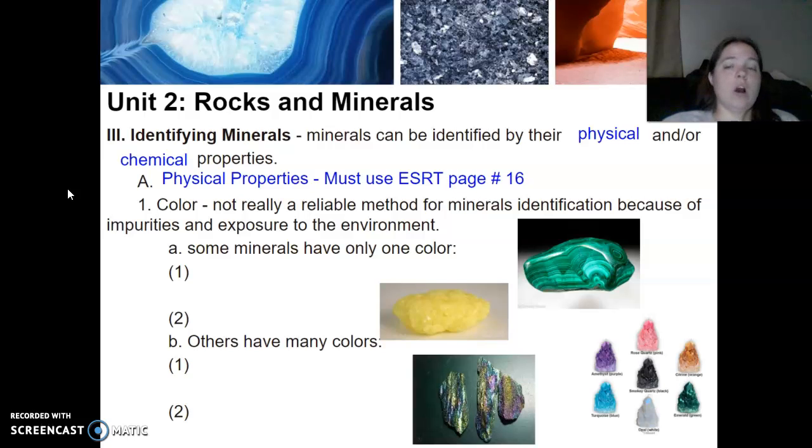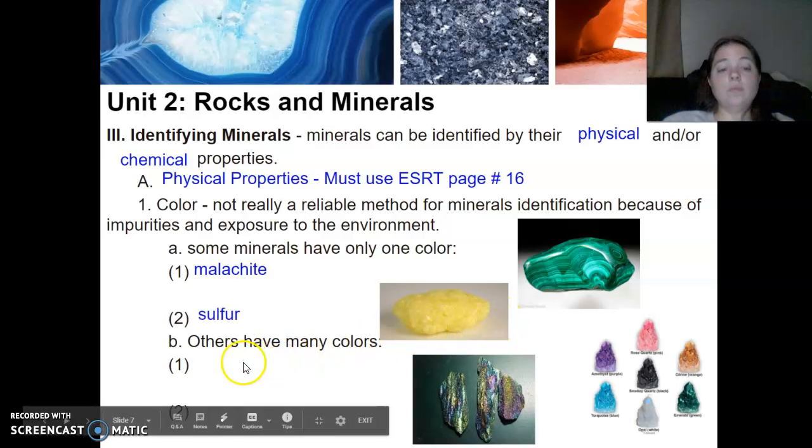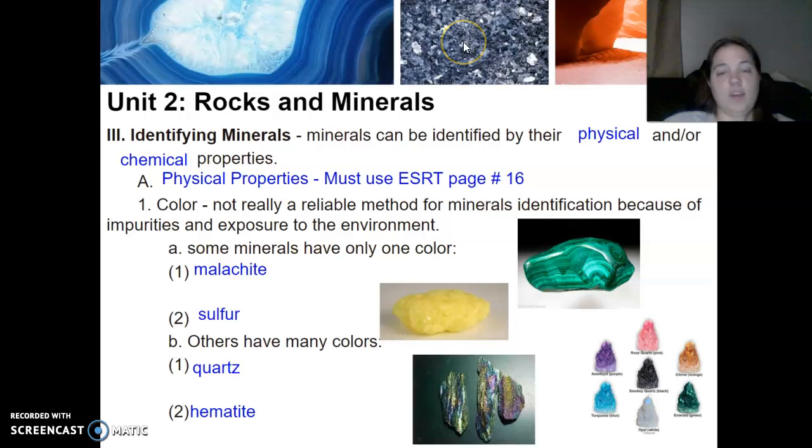One of the things you will notice that is not on there is color. Color is not really a good, reliable method. Why? Because some minerals have one color, like this really pretty malachite or this, in a way, pretty sulfur. But others have many colors. Look at this. These are a whole bunch of different types of quartz. You've got rose quartz, amethyst quartz, smoky, emerald, turquoise, opal, white. And then you have this right here. This is my favorite. This is hematite. It is gorgeous. I love hematite stuff.